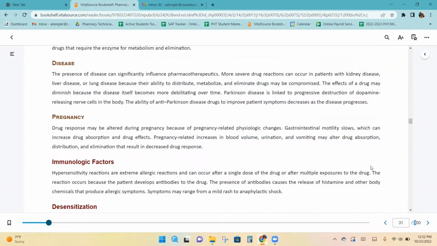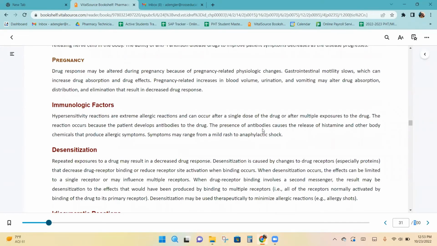elimination. The presence of disease can significantly influence pharmacotherapeutics. More severe drug reactions can occur in patients with kidney disease, liver disease, or lung disease because their ability to distribute, metabolize, and eliminate drugs can be compromised. Drug response may be altered during pregnancy because of pregnancy-related physiological changes. GI motility slows, which can increase drug absorption and drug effects. Pregnancy-related increases in blood volume, urination, and vomiting may alter drug absorption, distribution, and elimination that result in decreased drug response.